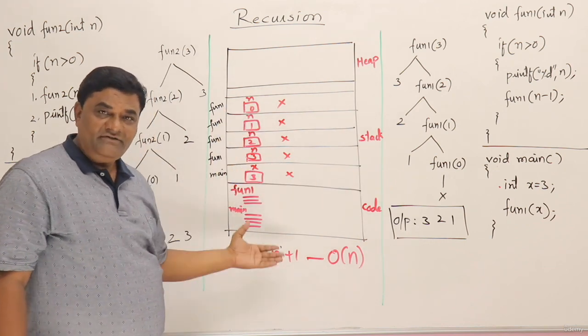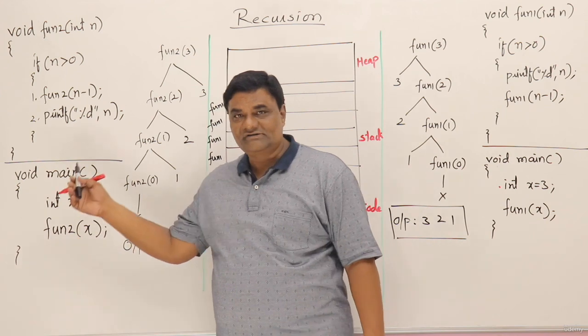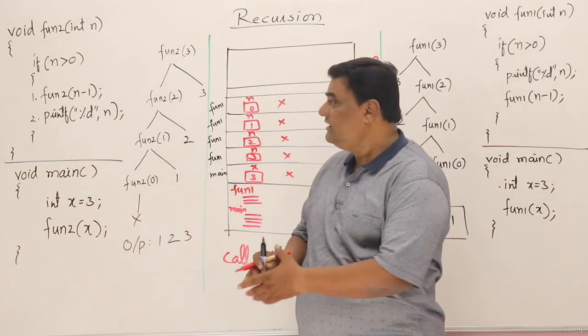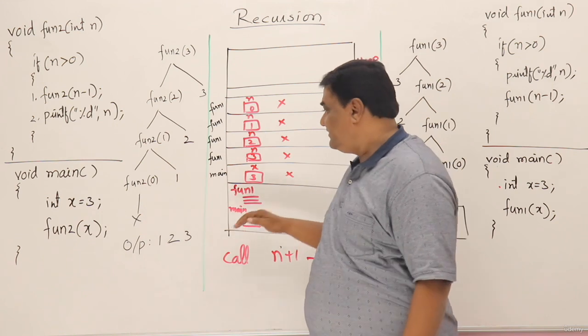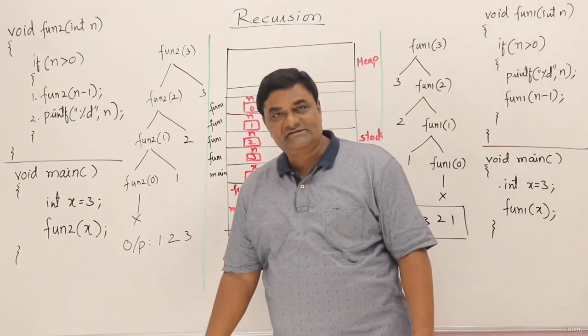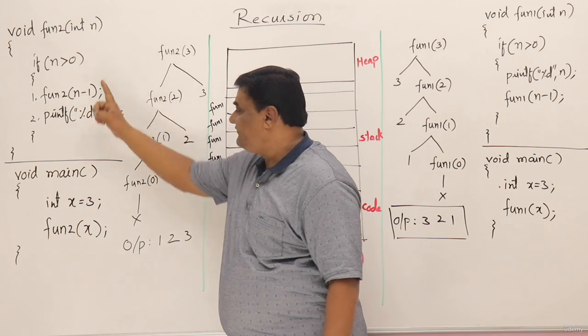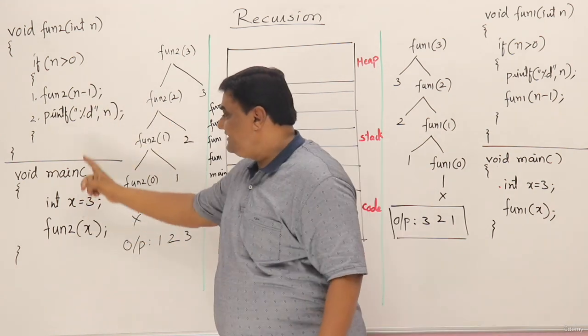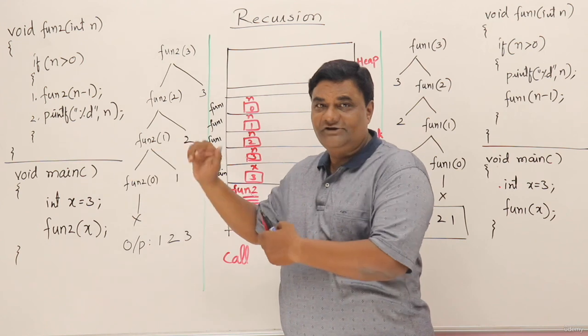Now already I have a stack, so I will show you how this function works. I will use this program as well as a tree. Then also I will show what happens inside the stack. Let us look at it quickly. There are 2 functions, fun2 and main. Both these functions are there inside main memory. Now let us start executing.